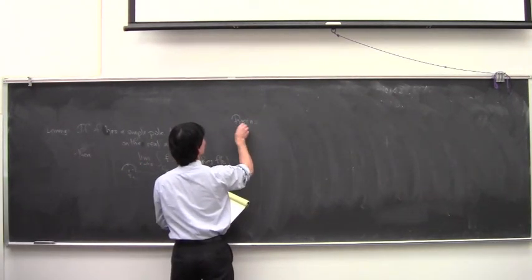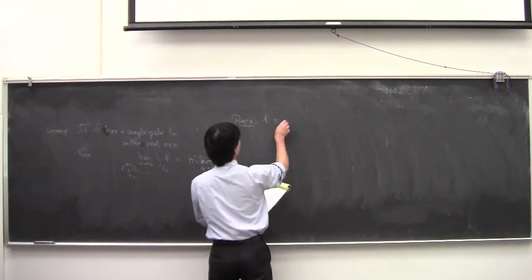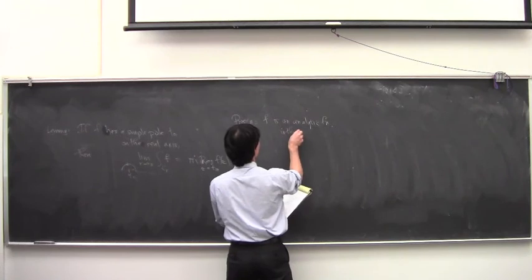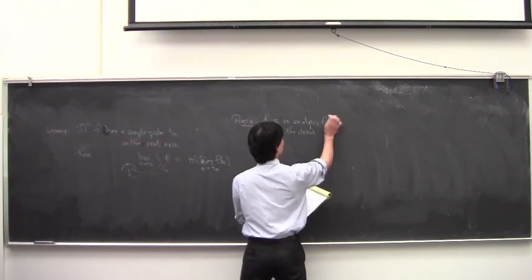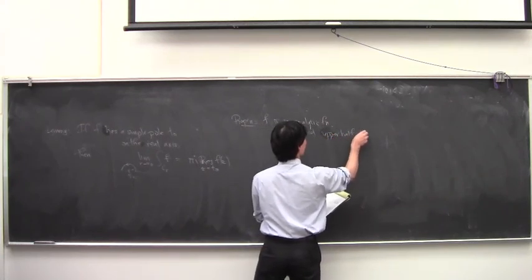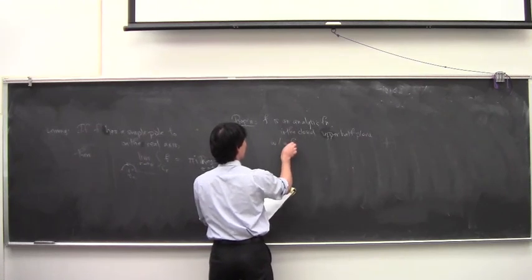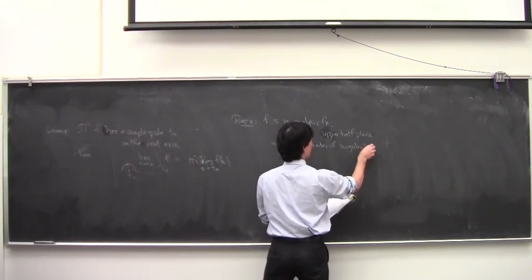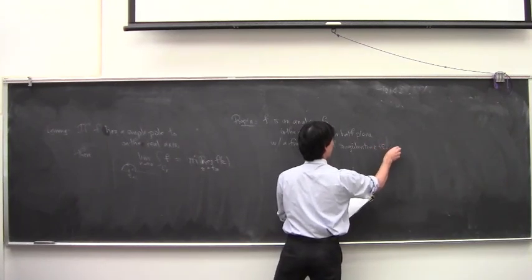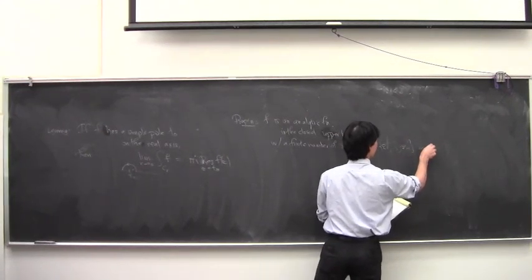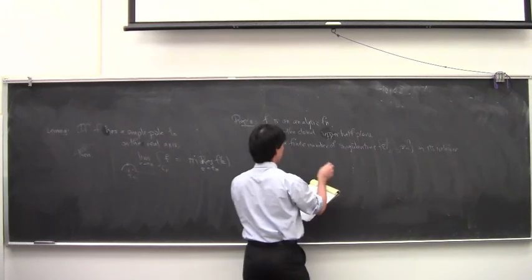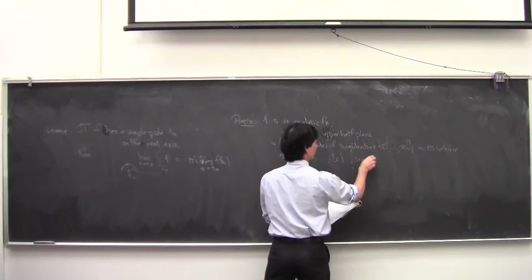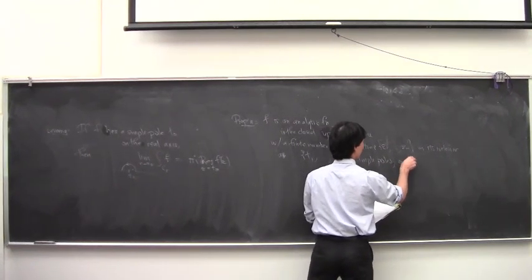Here's the proposition. Suppose f is an analytic function in the closed upper half plane, with a finite number of singularities z1 through zn in the interior, and some simple poles t1 through tl on the real line.